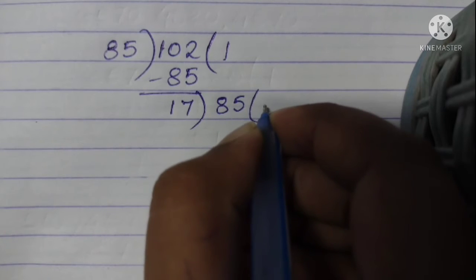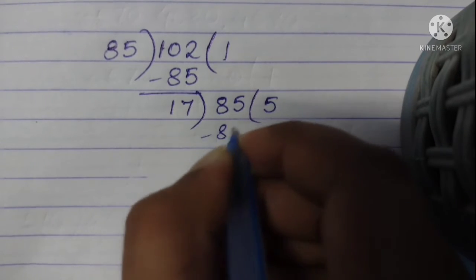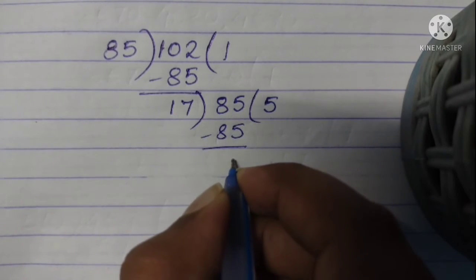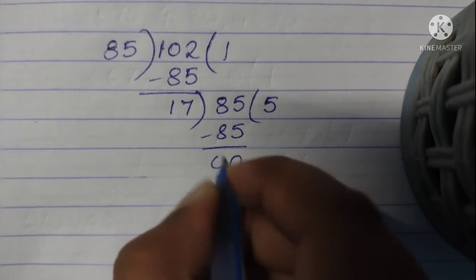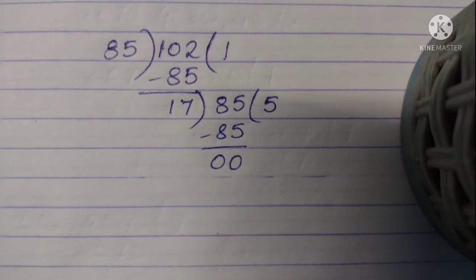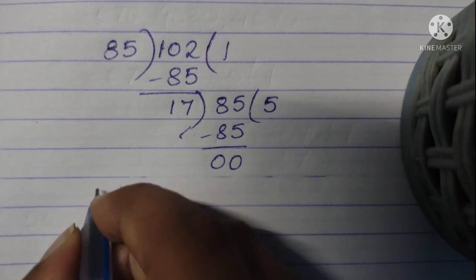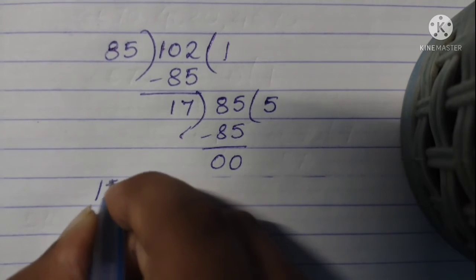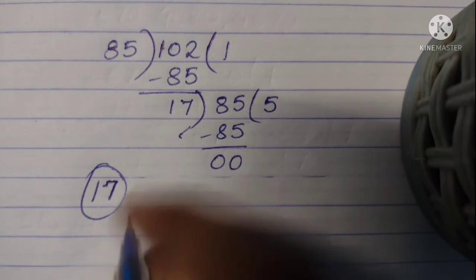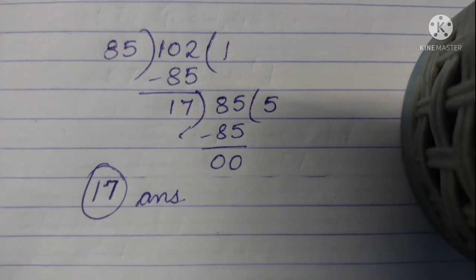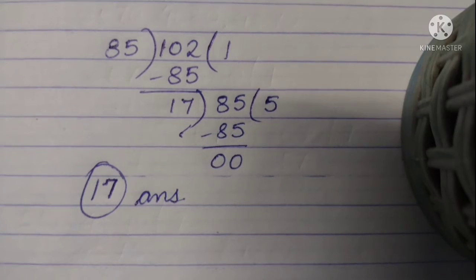85 will become the dividend. 17 into 5 is 85. The difference is 0. Our last divisor is 17. So obviously the HCF of 85 and 102 is 17. Okay, now let's move on to the third question.